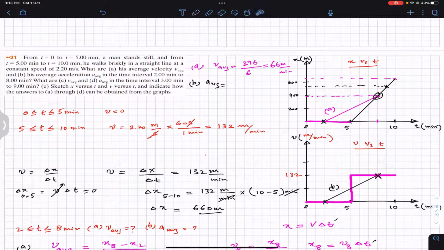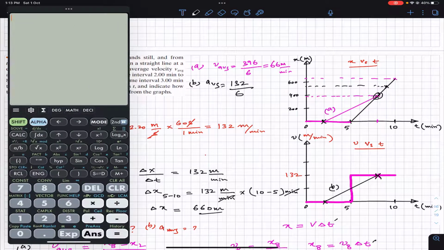So now the rise is 132, this height is 132, divided by the run. This is 8 minus 2, which is 6. So we get the same answer, 132 divided by 6. This will give us 22 meter per minute square.